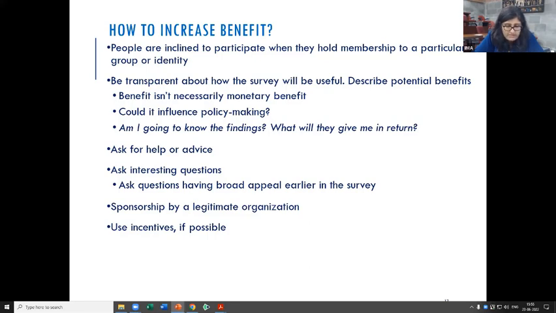Mention if it's funded by a legitimate organization. So if IIMA is funding the study, I would write that IIMA is funding the study. And use incentives if possible.